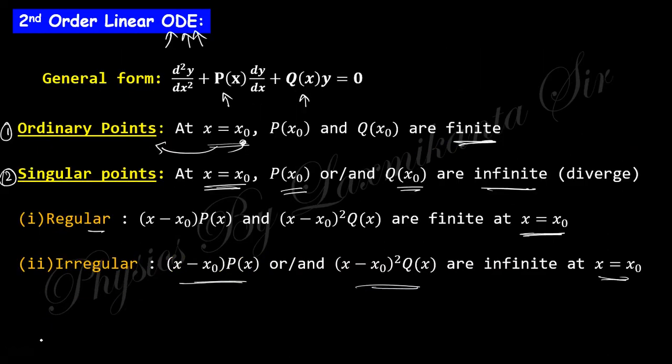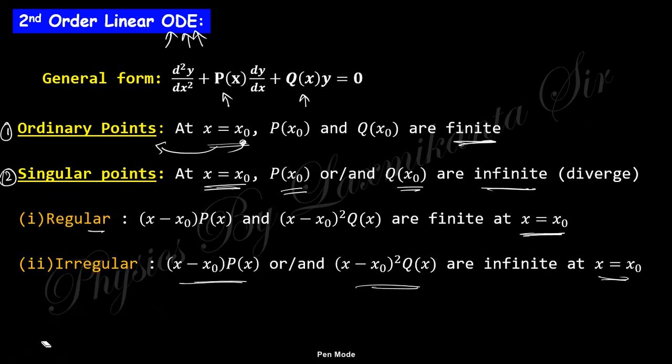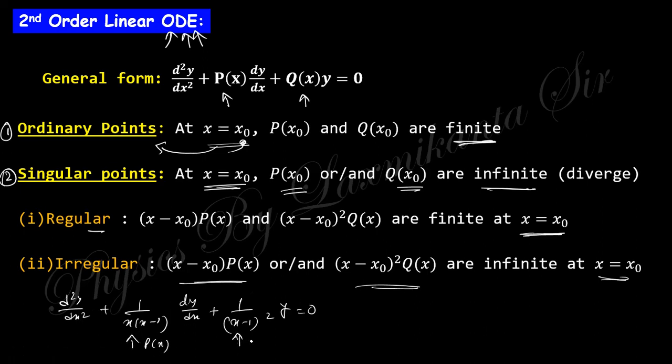Suppose you take an example like this: d2y/dx square plus 1 by x into (x minus 1) dy/dx plus 1 by (x minus 1) whole square y equals 0. For example, this is an example. So this is p of x and this is q of x.